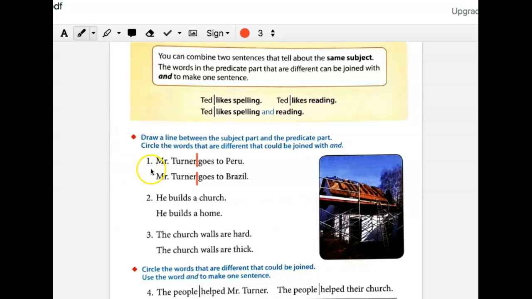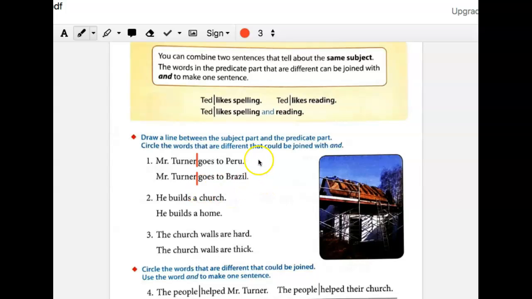The sentence is about Mr. Turner, so that means Mr. Turner is our subject part. Goes to Peru is our predicate part. So we draw the line between Mr. Turner and goes to Peru. Same goes for the second sentence. Mr. Turner is our subject. Goes to Brazil is our predicate part.